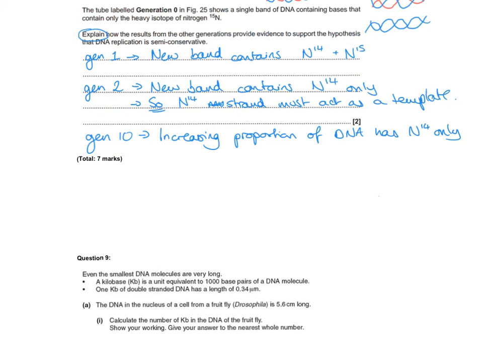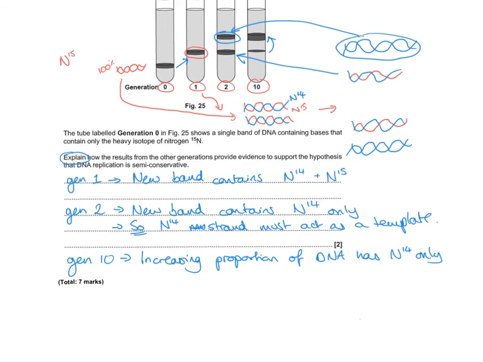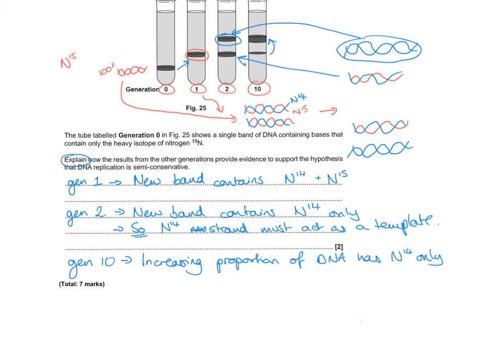Lots of people ignored generation 10, though you could still get full points for that. But generation 10 is important because it shows us that there's an increasing proportion of DNA with that light nitrogen in it. So over successive generations, we increase the proportion of light nitrogen, therefore this must be semi-conservative replication. You didn't need to describe dispersive or conservative replication in this, because the question is asking how this supports the hypothesis of semi-conservative replication. All you had to do is say what semi-conservative replication is, and how the hypothesis is supported by this data.